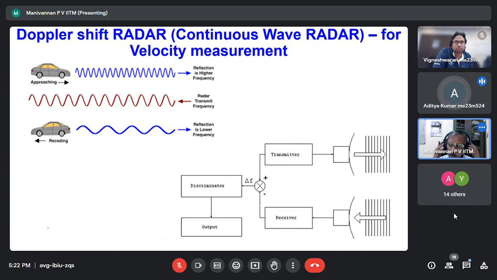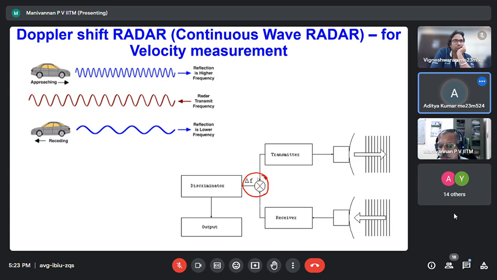Sir, one doubt, sir. Yeah. Sir, if one is continuously transmitting and one is continuously receiving, how will it detect the range? Every pulse is the same. Correct? Yes, it is going to measure the change in frequency, delta F. You are finding delta F. Okay, sir. So we are finding the change in the frequency.